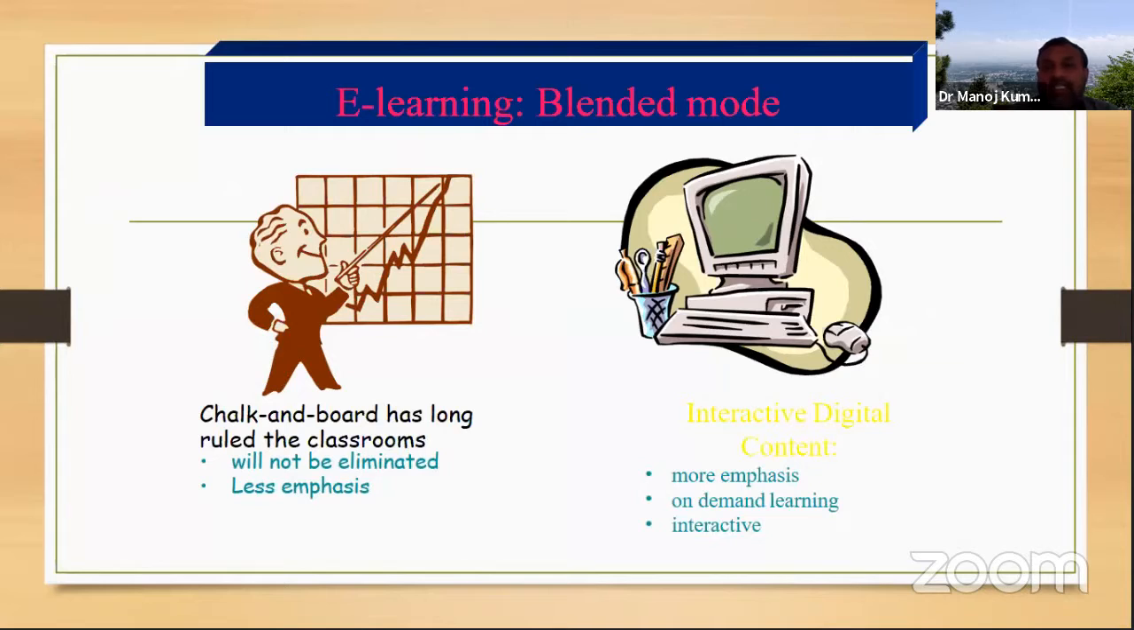So the blended e-learning mode is good. It's not that chalk and duster are obsolete, and we will never say that classroom teaching will replace online teaching. It's not supposed to be like that, except in the current scenario in which we do not have any option. But in future also we will have to use the blended mode. That means we should have interactive digital content, and the chalk, not to the extent it ruled in previous days, but yes, it is a part of the e-learning mode.